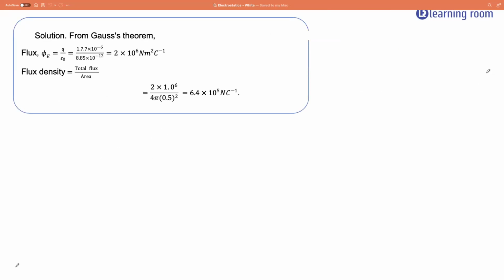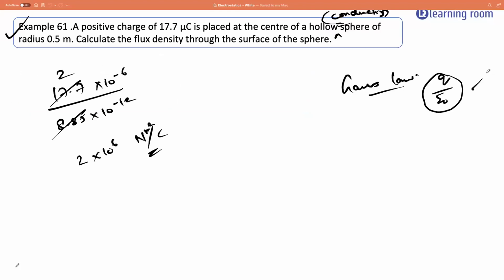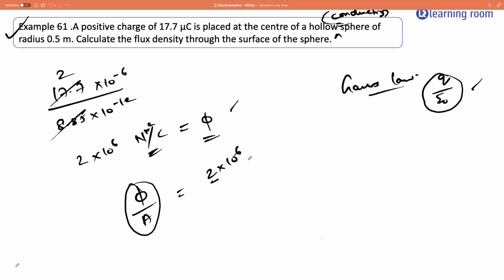Sir, is flux and flux density the same? What we calculated is flux. According to them, flux density means flux per unit area. See, density. So should you divide it, sir? Listen to this very carefully. When they use the word density in physics, density is something divided by either length, area, or volume. So in flux density, you take the flux, 2 into 10 power 6, divided by the area 4 pi r square. This part you do it. But again, the concept of flux density will not be asked. They will ask you only the flux.